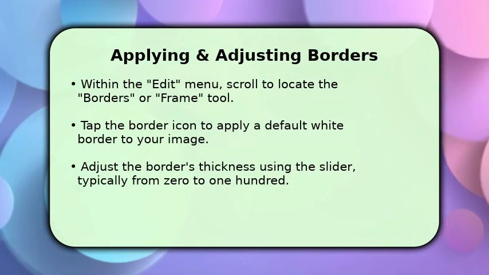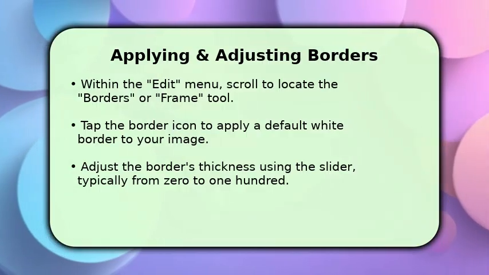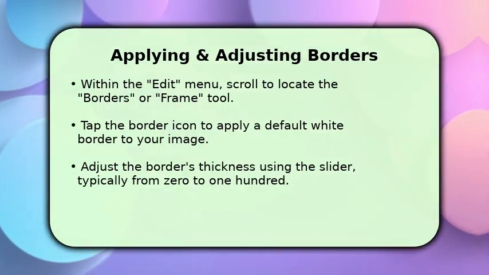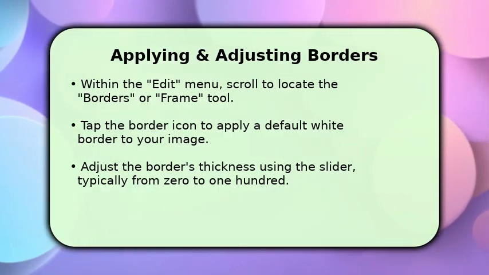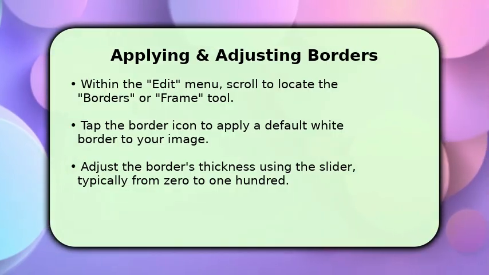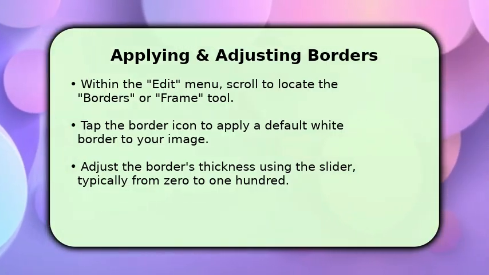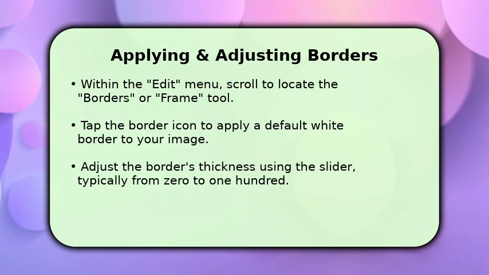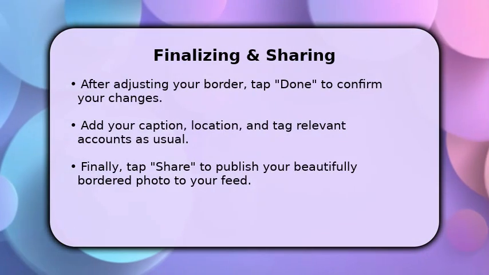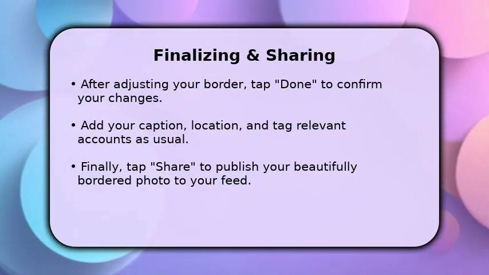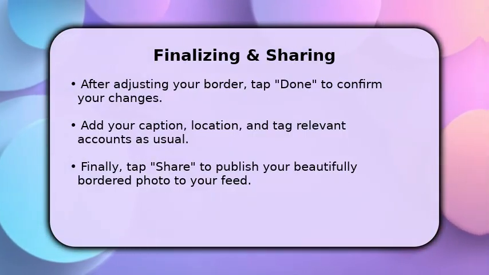Once you are in the Edit menu, swipe through the available tools until you find the Borders or Frame option. Tapping this icon will instantly apply a classic white border to your photo. You can then use the slider that appears to adjust the border's thickness, ranging from a subtle outline to a more prominent frame, giving you full control over the final look. Once you are completely satisfied with your border's appearance, simply tap Done to save your edits.